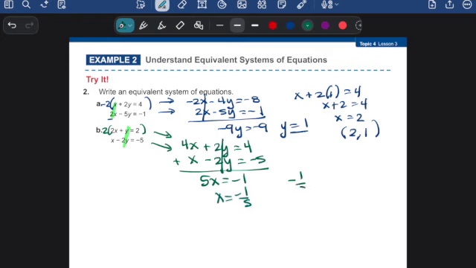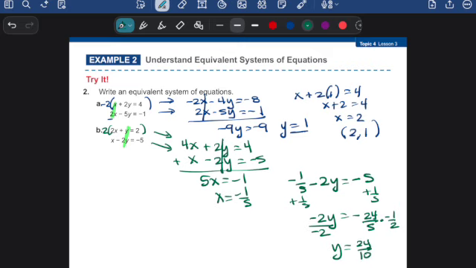So -1/5 minus 2y equals -5. So I'm plugging it into the second equation. Add 1/5 to both sides. -2y equals -24/5. Divide both sides by -2, which is the same as multiplying by -1/2. Positive 24/10. Simplify that, it gets to be 12/5. So my solution for the second system is -1/5, positive 12/5.